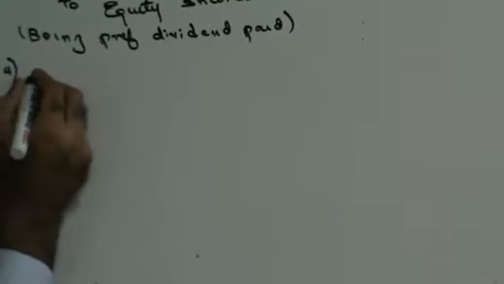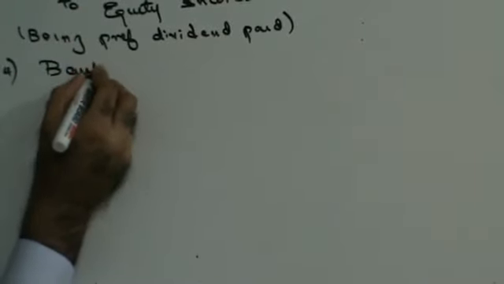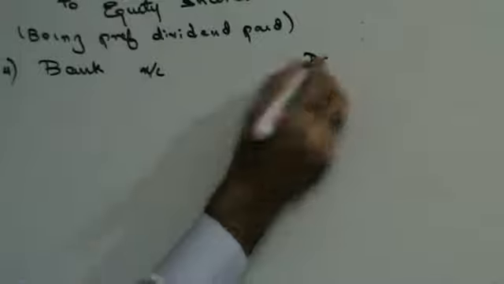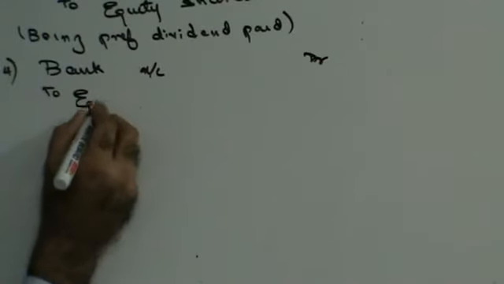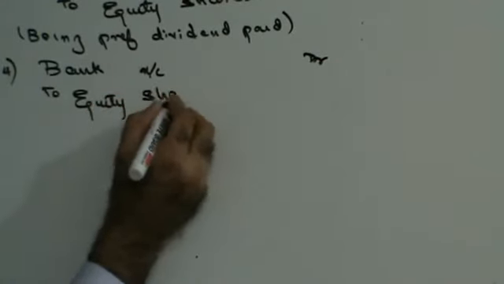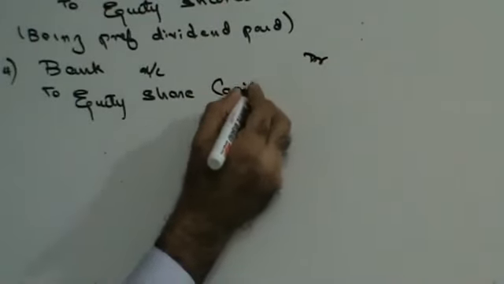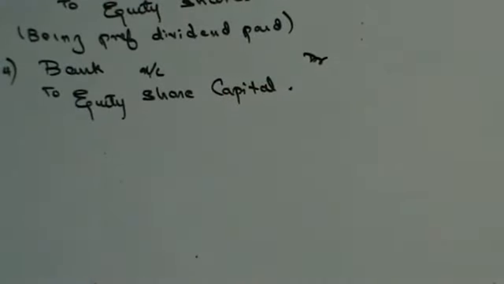These are 100 rupee shares, and if you look at the first entry, they are saying that the paid up value of equity shares shall be reduced to 50 rupees per share. That means I have to receive 50 rupees per share, right? Now how much do I have to receive? First let's write the journal entry. Bank account debit to equity share capital.